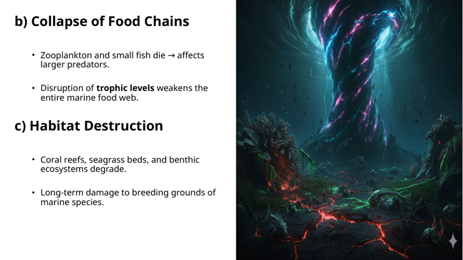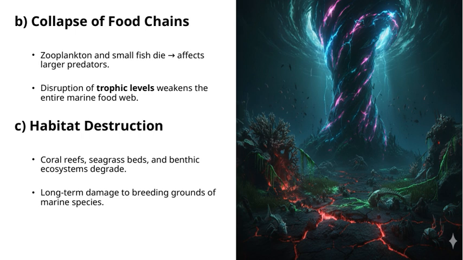Moving on to habitat destruction, we see that vital ecosystems like coral reefs, seagrass beds, and benthic environments are degrading. These habitats are crucial breeding grounds for many marine species, and their long-term damage can seriously threaten the survival of these species. When these habitats are destroyed, it hampers reproductive success and can lead to declines in populations, further destabilizing the marine ecosystem.